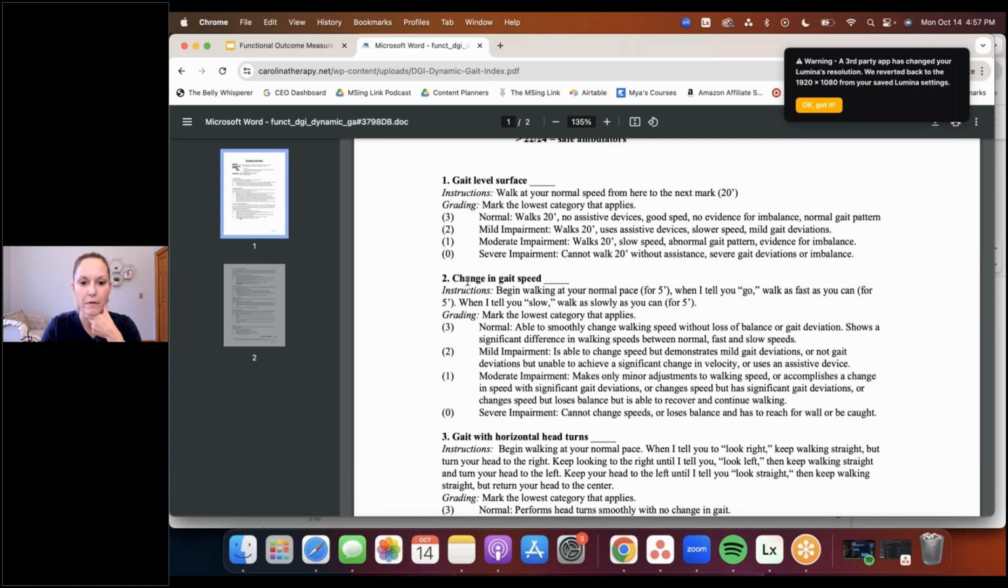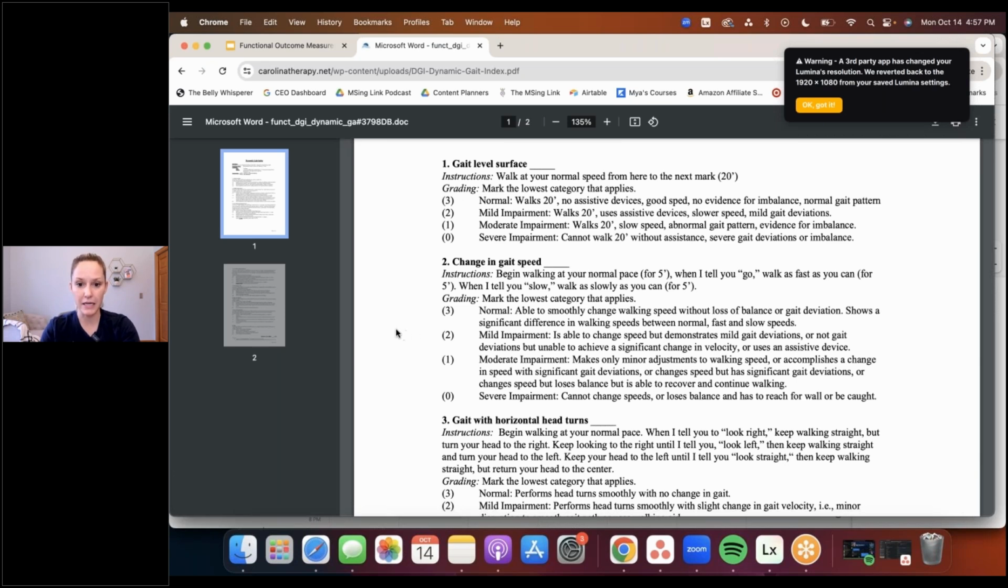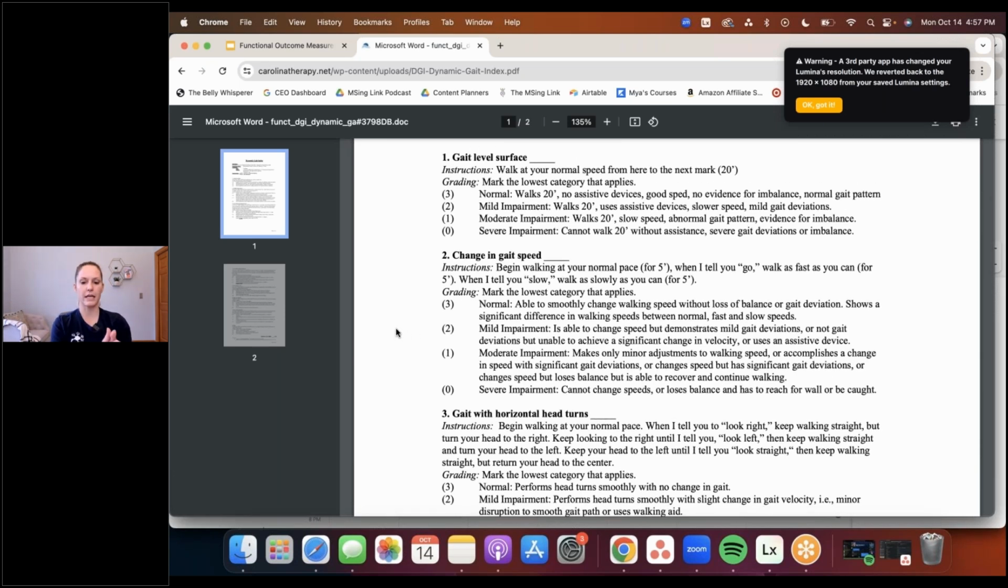I'm going to try to find one of my favorite ones. Change in gait speed is another one. So you begin walking at your normal pace for 5 feet. And then when I tell you go, walk as fast as you can for 5 feet. And then when I tell you slow, walk as slowly as you can for 5 feet. So it's up to the physical therapist to tell you go, slow. And so you're listening to them and you go faster and then you slow down. And we're looking at how did you do? How was your gait when you were changing speeds?